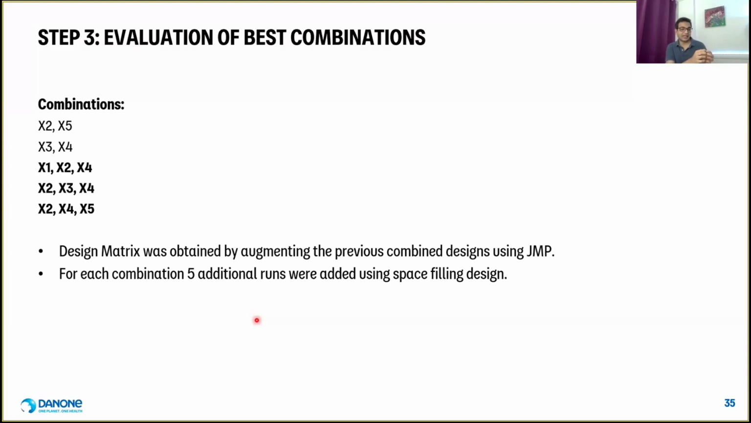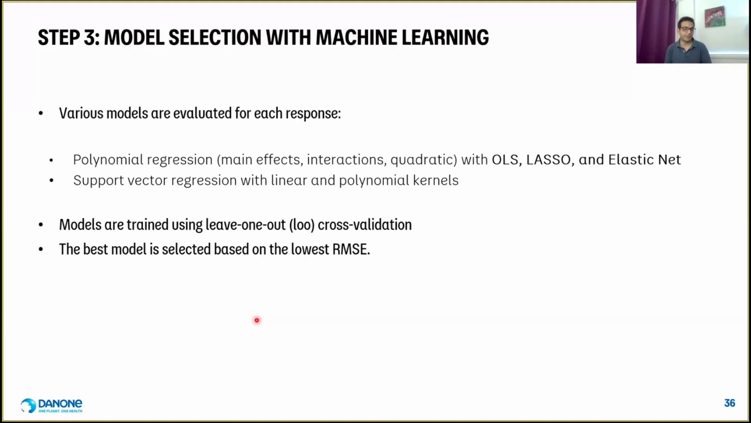But as I highlighted before, for each of the response variables, the model is going to look different. Now, we could go in and, for each response, try to find a good model. But instead of that, we used a machine learning approach in which we evaluated different models for each response variable using ordinary least squares, lasso and elastic net. But we also added support vector regression with only linear and polynomial kernels. And then we did a cross validation using the leave one out method.